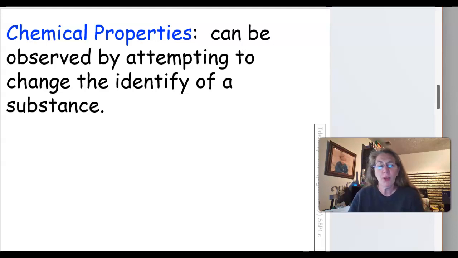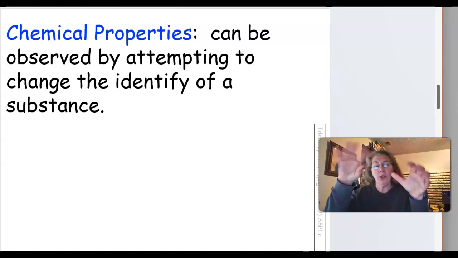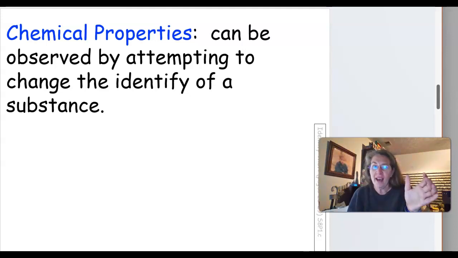So chemical properties are when something changes into something else. Some things to look for: is light emitted? Is there an odor? Does something precipitate? That means if I have a liquid, I pour in some stuff, something starts to fall out. Does it catch on fire? Those sort of things. Is there an odor produced?